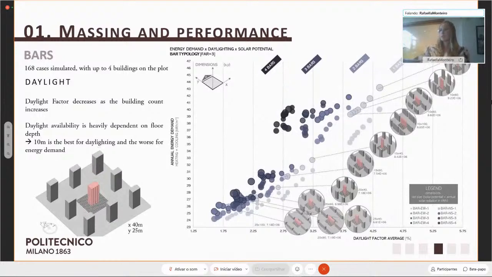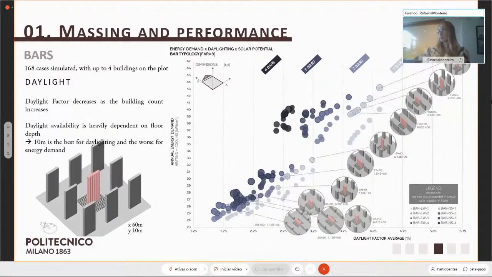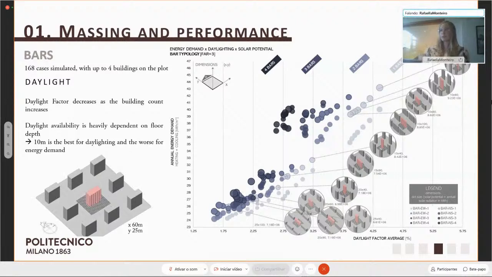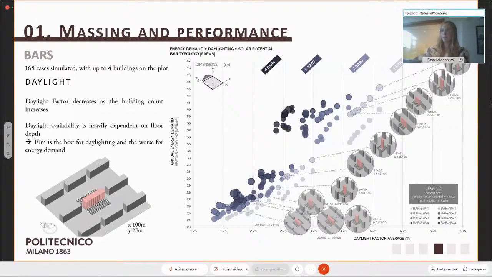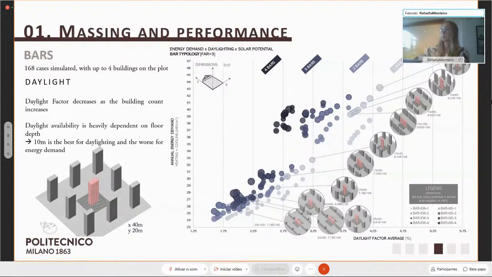For the bars, we had 168 cases simulated with up to 4 buildings on the plot. And we can see that daylight factor decreases as the building count increases, which is the effect of overshadowing. And daylight availability is also heavily dependent on floor depth, having the best performing cases at 10 meters, which are also the worst performing for the energy demand.